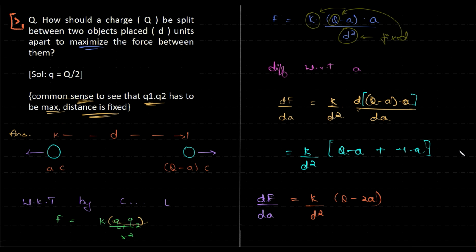So let me put it this way again. We are trying to figure out at what point the product q1 q2 will be maximum given that q is fixed. That is, the entire charge between those two objects is fixed. We'll start off by assuming that the charge on the first object be a and the second object will be q minus a, right? And the force formula is given by k times q minus a divided by d square into a. Here k, capital Q and d square are fixed. So obviously a is the only thing that we can handle, so we are able to differentiate with respect to a, right?